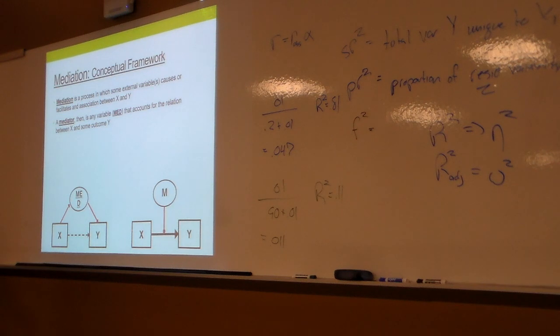Our mediator is the mechanism. How do we explain this relation or association between X and Y? So we could say in our mediation example that the association between attitudes and behavior is mediated by behavioral intention, right?